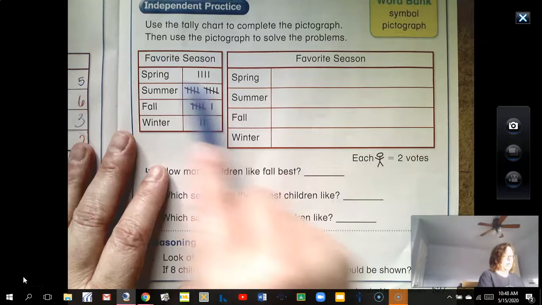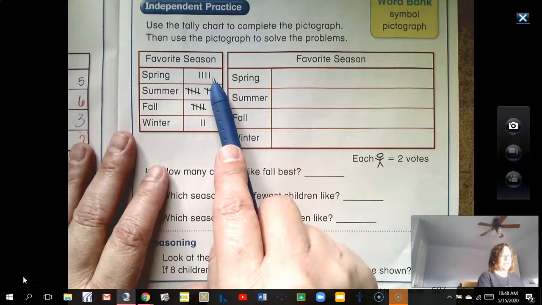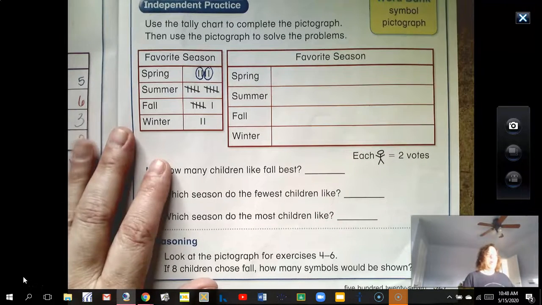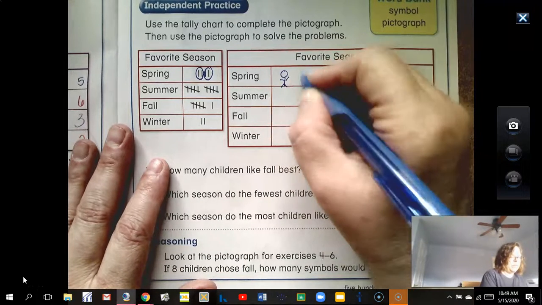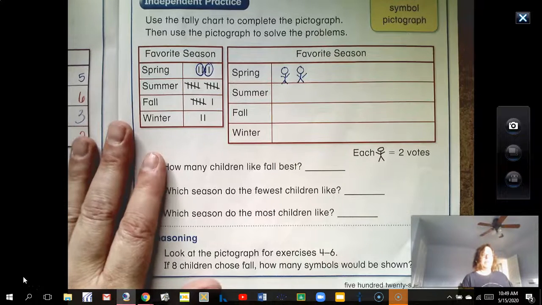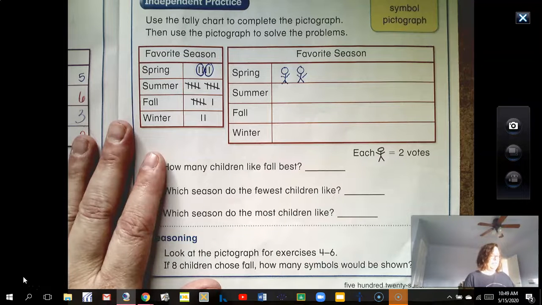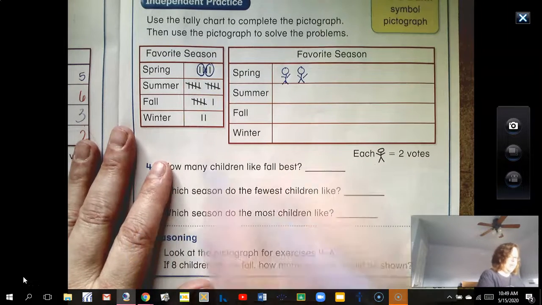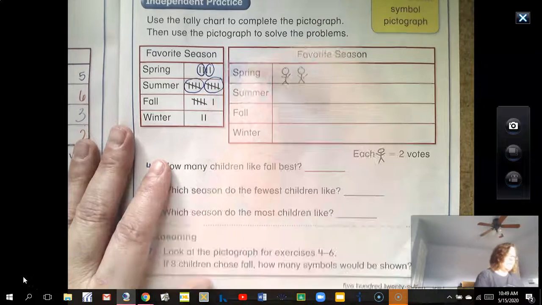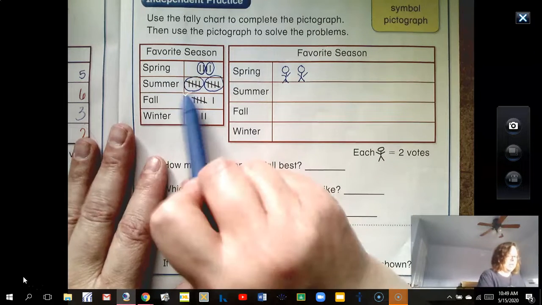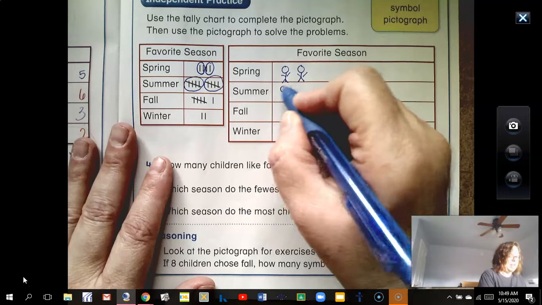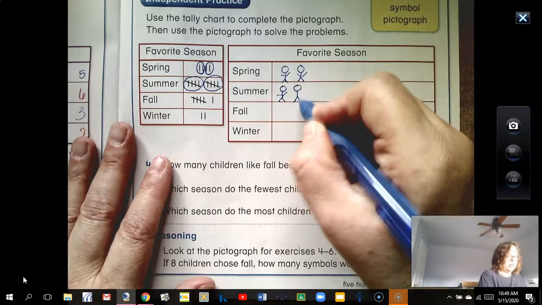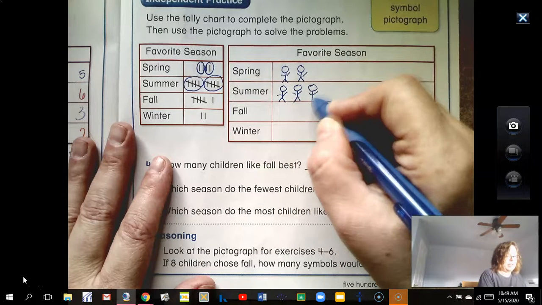2 votes. So, for spring, I am not going to just do 4, okay, because 2 of those equal 1 picture, so I would only do 2, okay, because each one equals 2 votes. So then over here we have a grouping of 5, and here's a grouping of 5. Okay, there's 2 groups. So I am going to do only one of those groups, so I will do 5. I don't want to do 10. That's 10 tallies, but remember each one represents 2. So we're counting by 2s, essentially, guys.